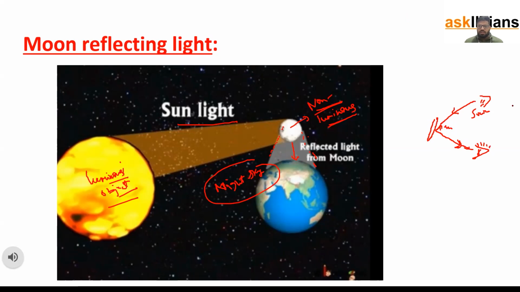Okay, so I hope this is clear, how we are able to see the moon in the night sky due to reflection. Done? I hope everything is clear till now.